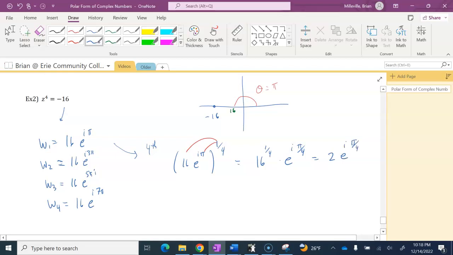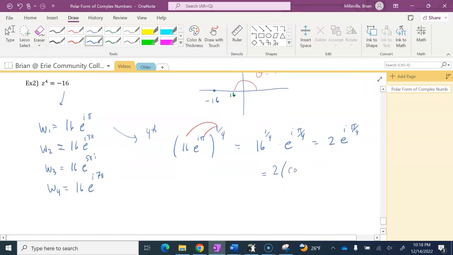Now, the fourth root of 16 comes out to exactly 2. So we'd have 2 times e to the i pi over 4 power. Now I'm still continuing this calculation. We would have 2 times, and in this case we would use Euler's formula, as we showed in the previous recording, cosine of pi over 4 plus i sine of pi over 4.